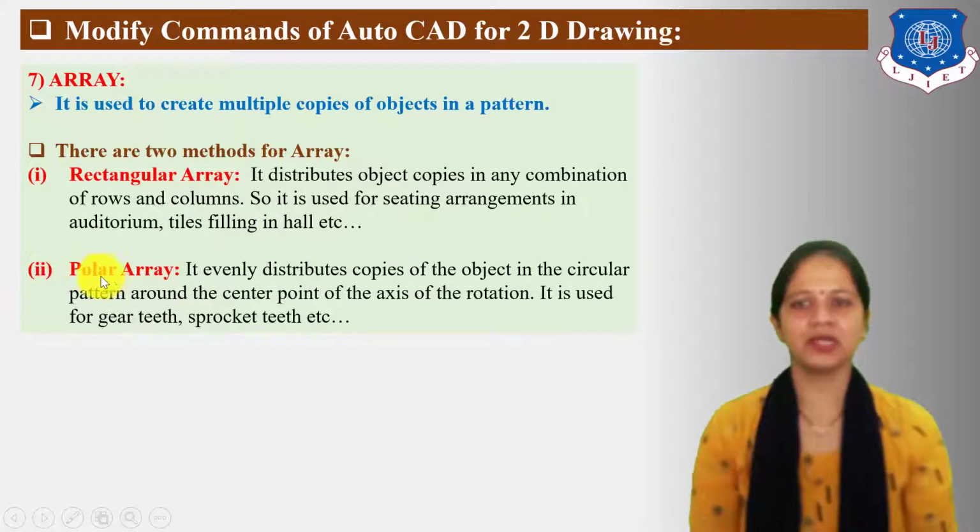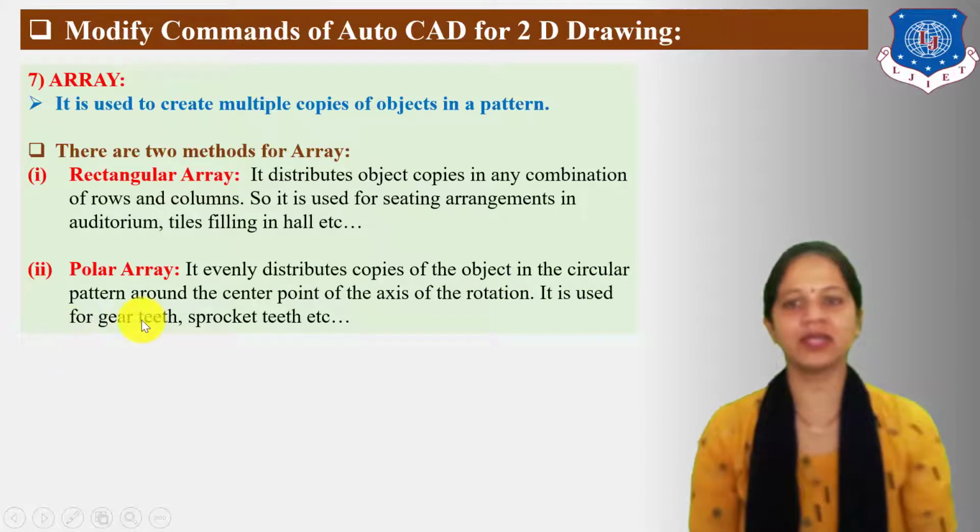Second method is polar array. It evenly distributes copies of the object in a circular pattern around the center point or the axis of rotation. It is used for gear teeth, sprocket teeth, etc.